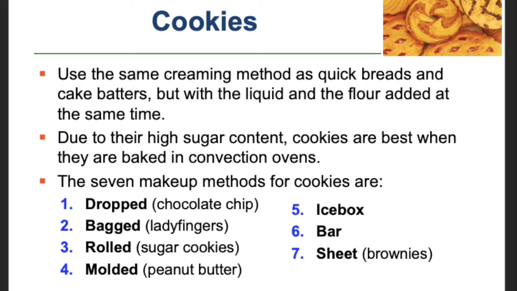Why are you doing this chapter? The 7 makeup methods for cookies are: dropped, which are chocolate chip or oatmeal; bagged, like ladyfingers or eclairs; rolled sugar cookies that you cut out; molded, including peanut butter; icebox or refrigerator cookies, which you put in there and then slice, like shortbread; bar cookies, which you can pretty much make anything into; and sheet cookies, which are brownies.